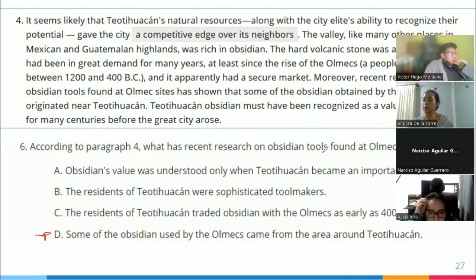Recent research on Obsidian tools has shown that. So we have the keywords directly there. What has it shown? It's shown that some of the obsidian obtained by the Olmecs originated near Teotihuacan. It's the same as option D, right? Some of the obsidian used by the Olmecs came from or originated in the area around, which means near Teotihuacan.